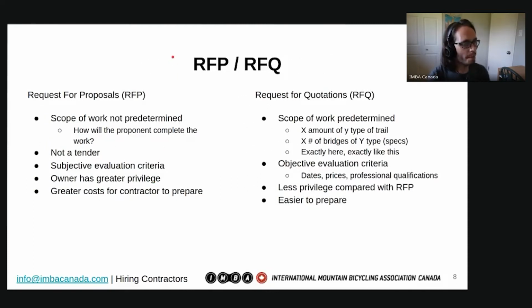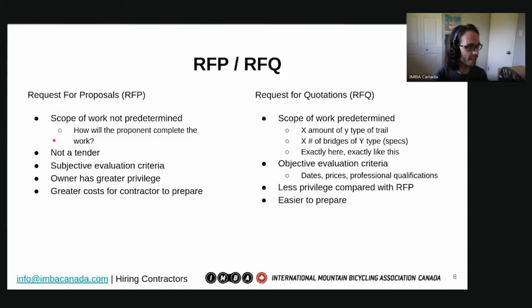So the main way that we purchase work, the main processes that we will purchase trail work in Canada is through either the request for proposals or request for quotations. And they both have their strengths and weaknesses. Requests for proposals offer a lot more flexibility. Requests for quotations are where you already have a detailed understanding of what it is that you're trying to purchase.